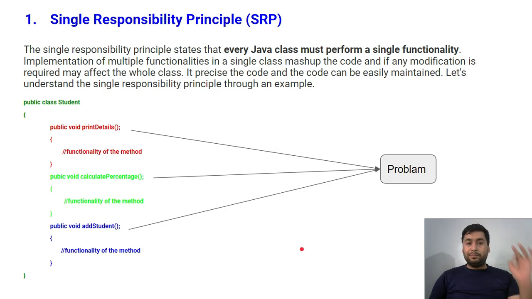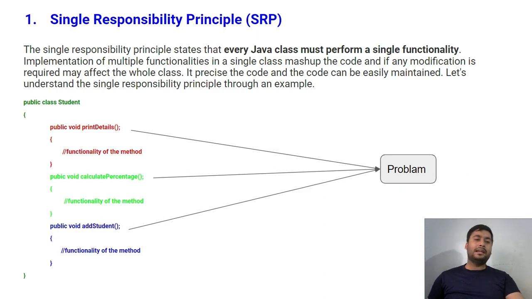The single responsibility principle says that you don't want to write each and everything inside one class. Make separate classes. Make it only one reason to change. But here, if I get any change in print details, we have to change it. Calculate percentage, we have to change it. Add a student, change it. These are three things, three reasons to change. But I don't want three reasons, only a single reason to change the class. That is called the single responsibility principle.